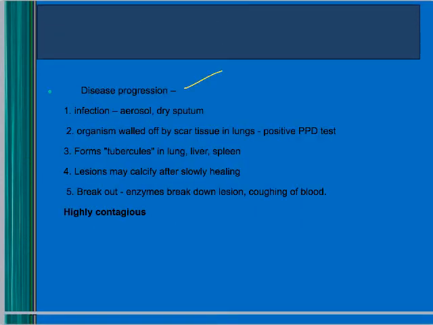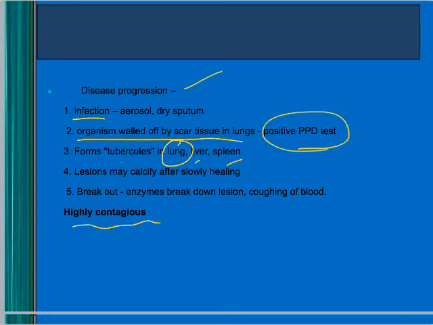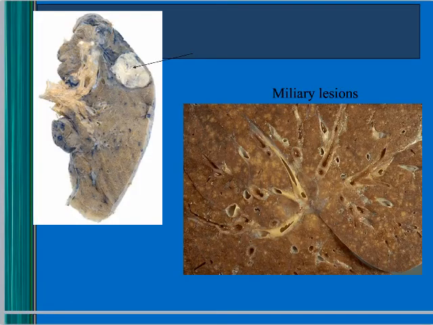So, how the disease progresses. There's infection, then the organism gets walled off so that you get those tubercles. You can get tubercles in other places besides just the lungs, like the liver and the spleen. Then the lesions can calcify, and then they break out. So it's pretty contagious. The test that they do for it is a PPD test. Here are the little lesions that can form, and then there's a calcified lesion.